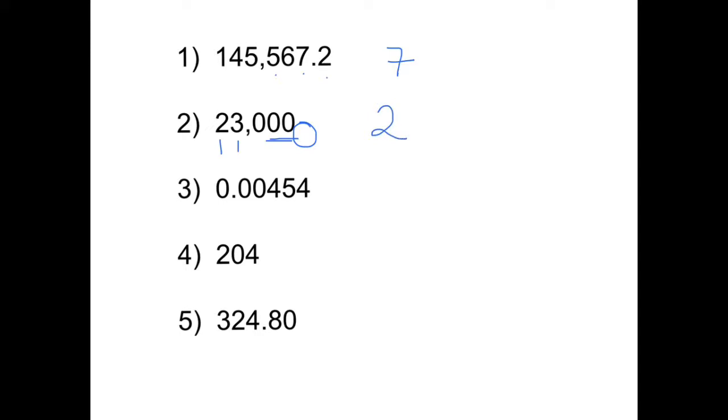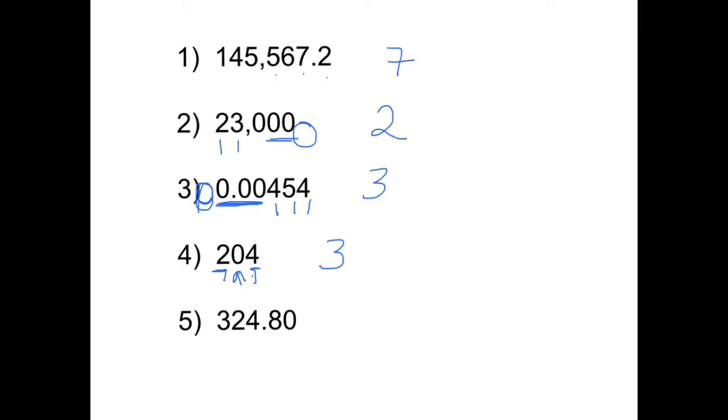The third number, we have 3 non-zero digits. We have 3 leading zeros, but because there is not a non-zero digit up here, these 3 zeros are only placeholders. So this number only has 1, 2, 3 significant digits. 204. There's 2 non-zero digits. There is 1 zero. It comes between 2 non-zero digits, so it is significant. So there is 1, 2, 3 significant digits.